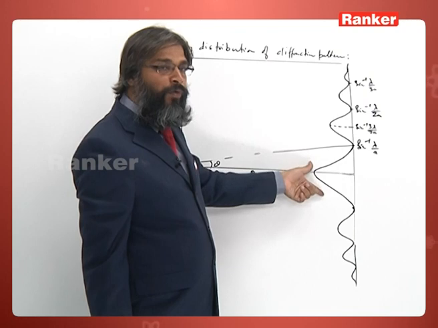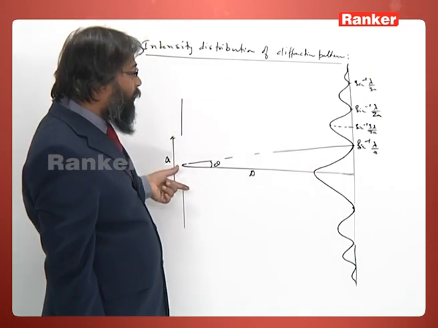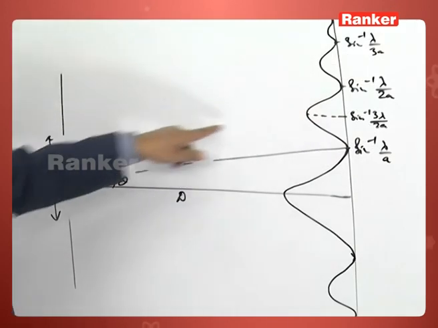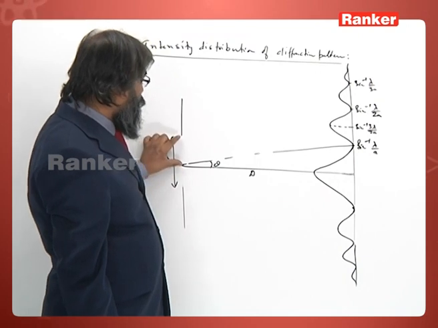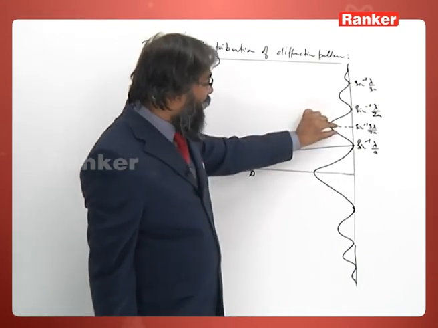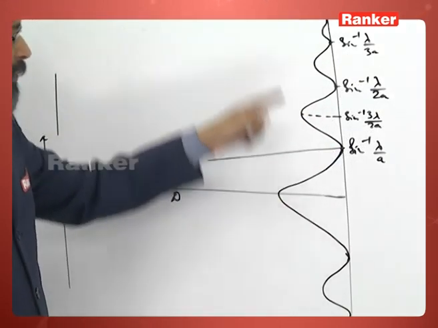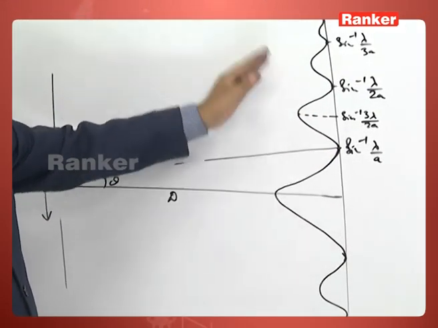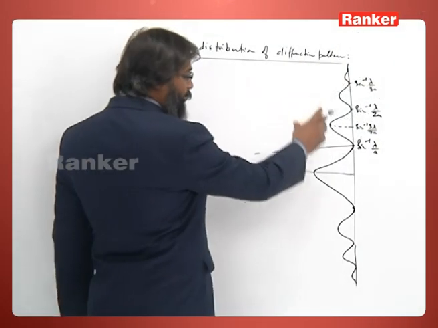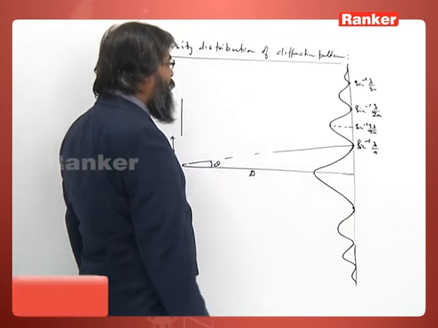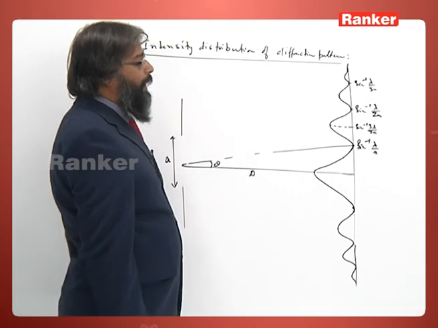Central maxima will be more bright because it gets contribution from all the sources from upper half and lower half. First maxima gets contribution from one-third, and the other two-thirds will have destructive interference. In a similar manner, the intensity distribution will be symmetric on both sides. This is how intensity distribution depends on single slit, rectangular slit, Fraunhofer diffraction.